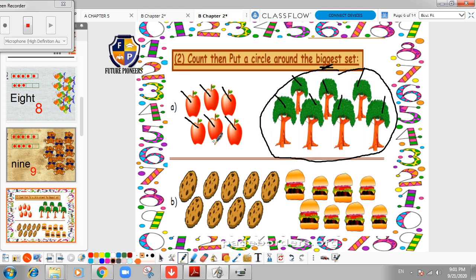Number B. How many cookies here I have? Count with me. 1, 2, 3, 4, 5, 6, 7, 8, 9. I have 9 cookies. How many burger sandwiches here I have? 1, 2, 3, 4, 5, 6, 7, 8. So I have 9 cookies and 8 sandwiches. Which is bigger? Excellent, the cookies. So the cookies is the biggest set. I will put circle around them.